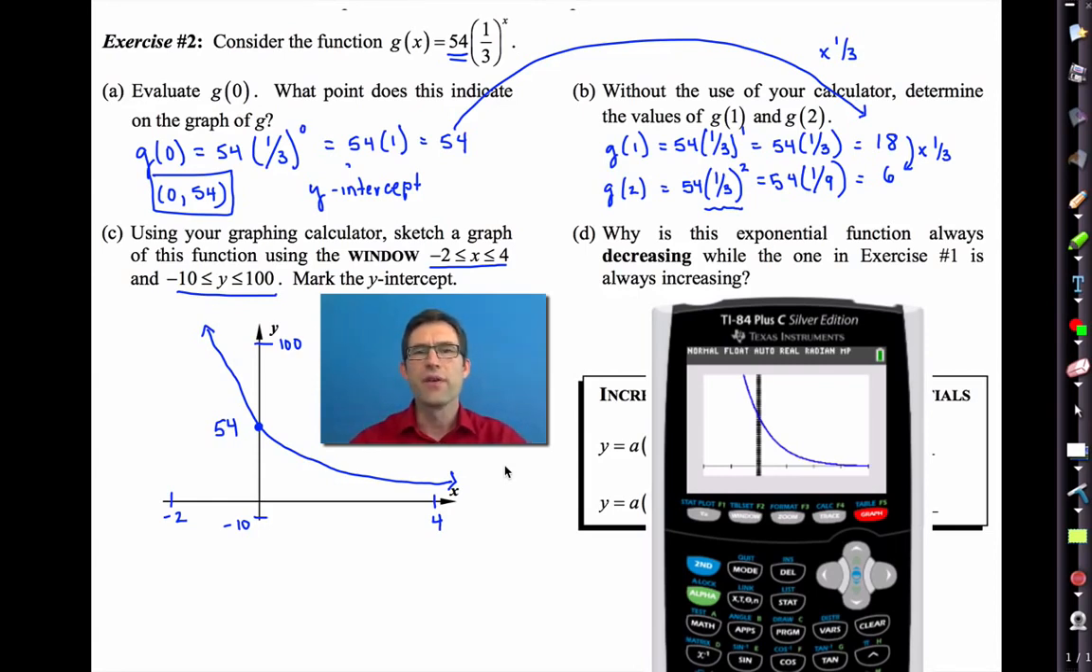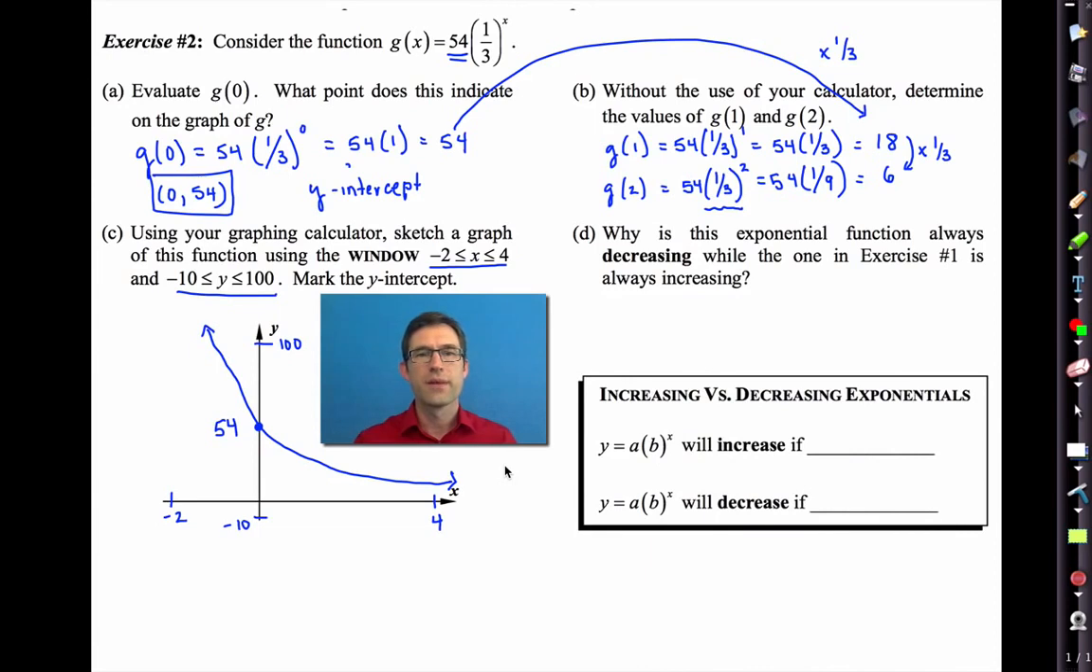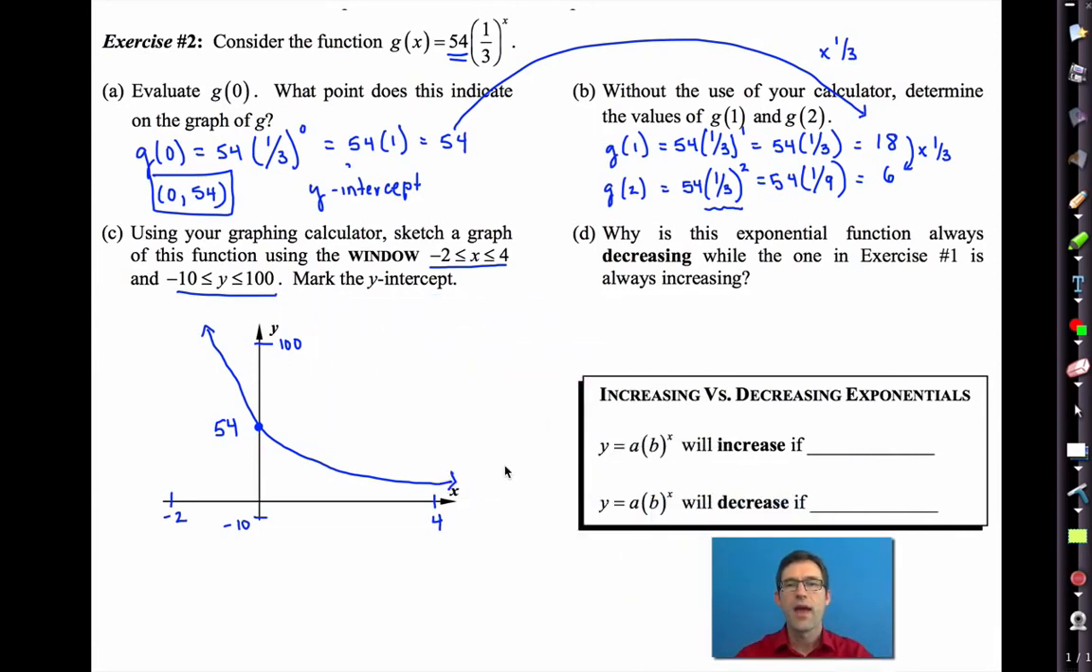Now, letter D is very, very important. Why is this exponential function always decreasing while the one in exercise 1 is always increasing? Well, let's make sure we get rid of the calculator first. It's gone. And now let's answer this. Why was it that this function was decreasing, always, right? Always going downhill, this function, whereas the one in our first exercise was increasing?